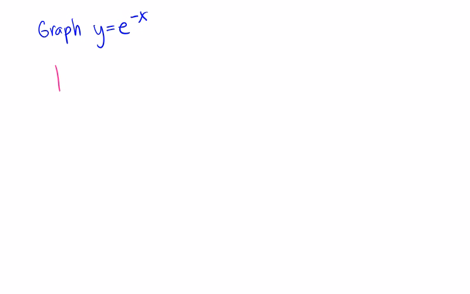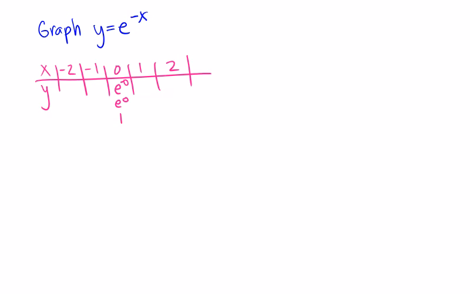So what ends up happening here is we're going to use that same table, x and y. But in this case, we need to look at what's going on. So negative 2, negative 1, 0, 1, and 2. So our first one is e to the negative 0. Well, there's no such thing as negative 0, so it's just e to the 0, which is 1.